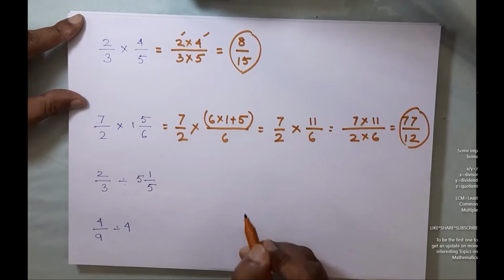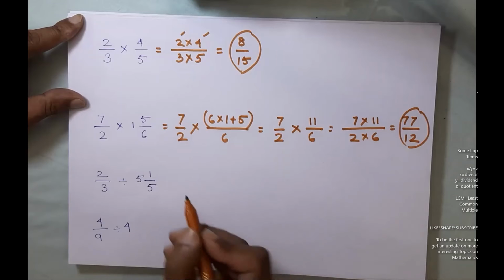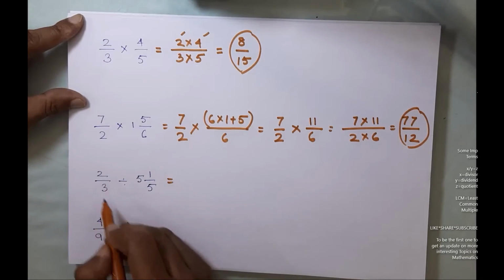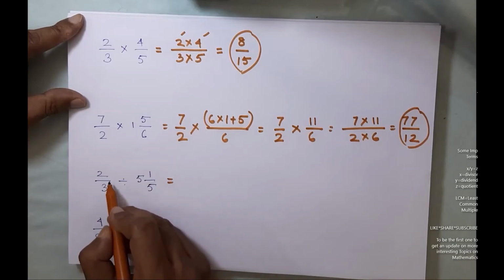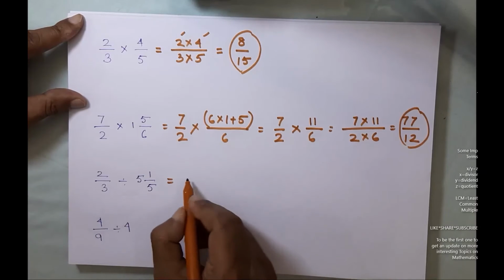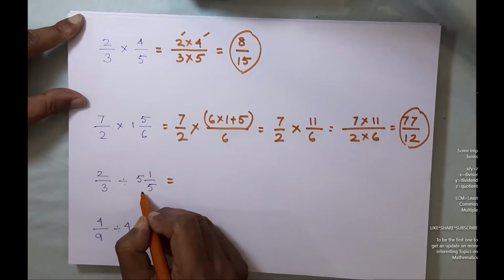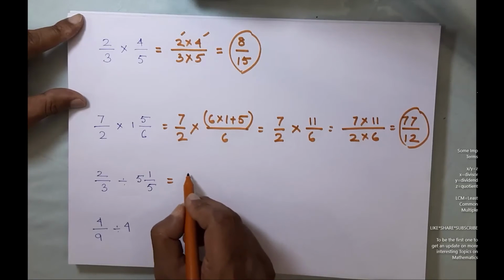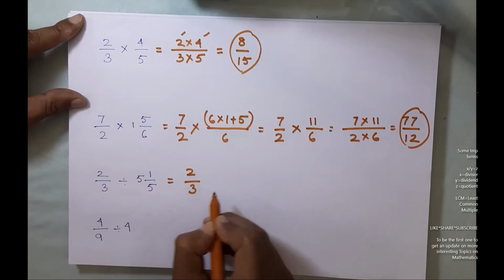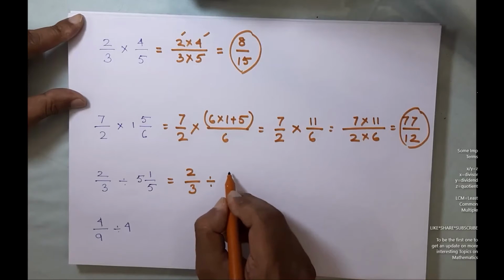Okay, let us jump into the next problem. Here it is a division problem. So there is a proper fraction and there is a mixed fraction. The first thing we have to do is change the mixed fraction into an improper fraction. Let us quickly do that. The sign remains the same.